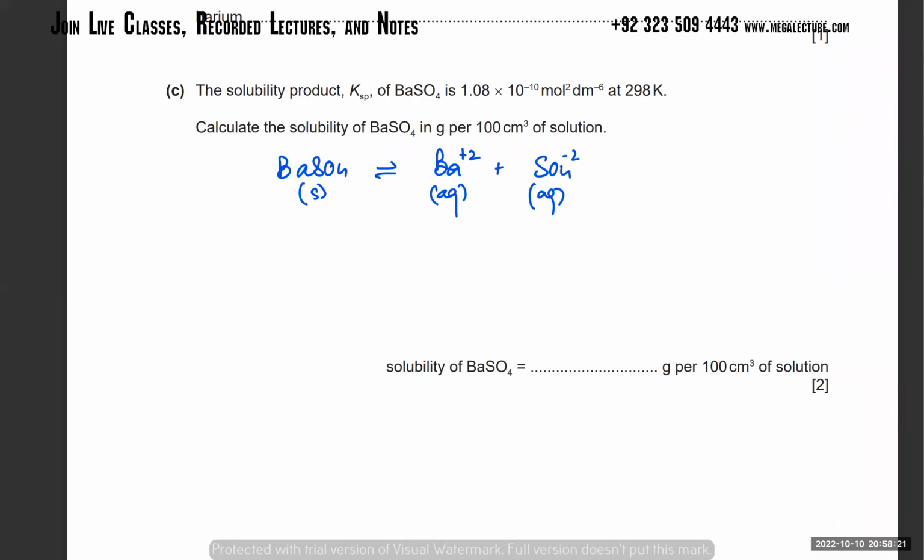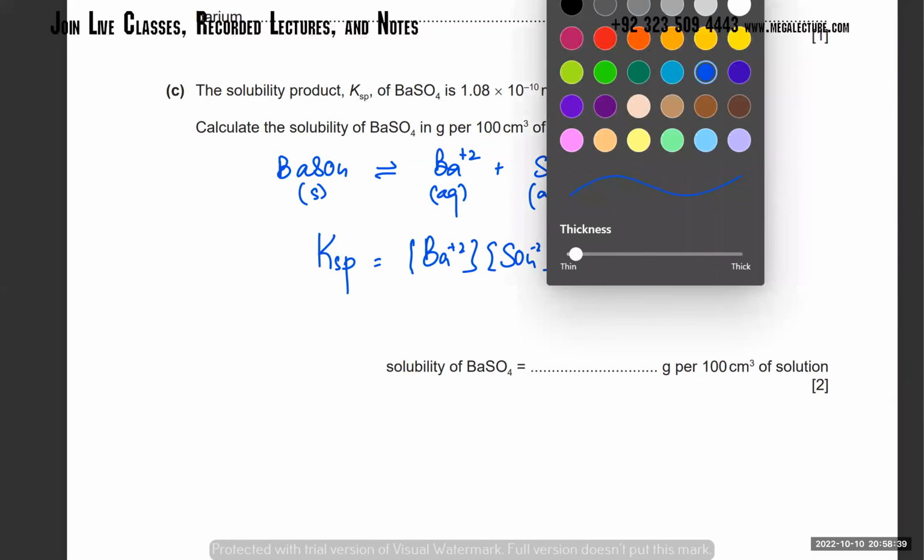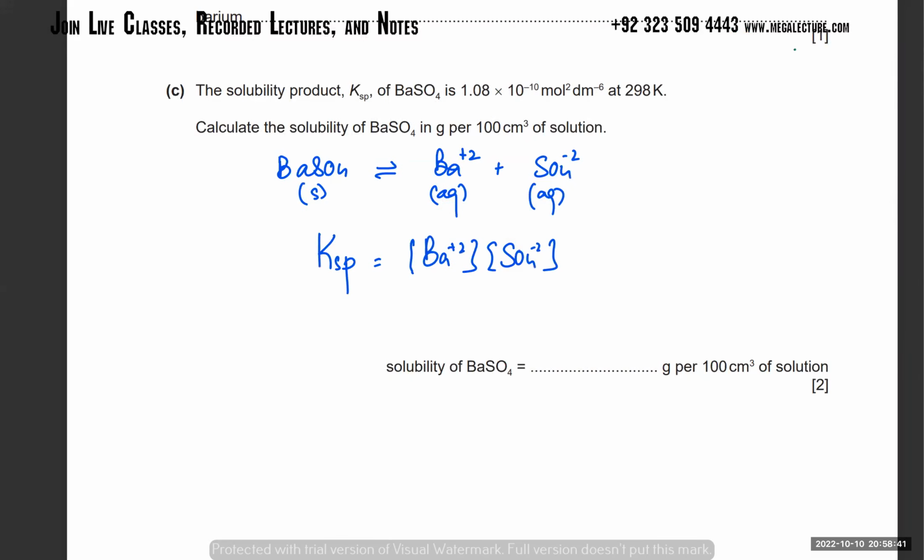So your Ksp expression is going to be the product concentration divided by the reactant concentration. The reactant is a solid, so that's 1. So now they're asking what is the solubility. Now you know the Ksp value already. That's 1.08 times 10 to the power minus 10, right? So that is already known.